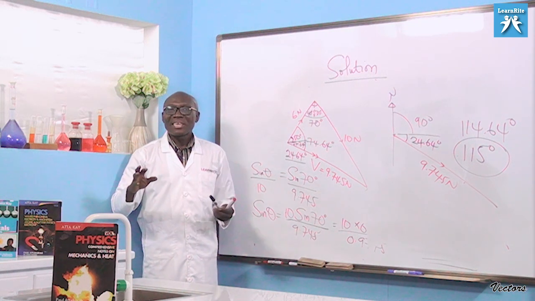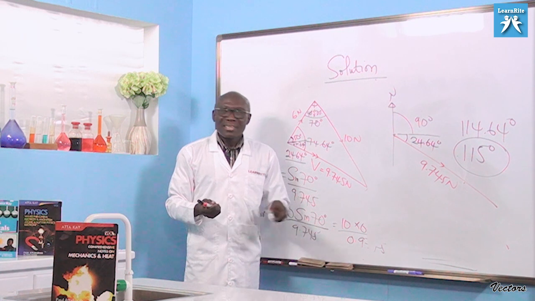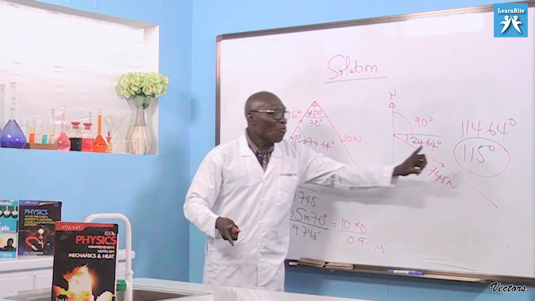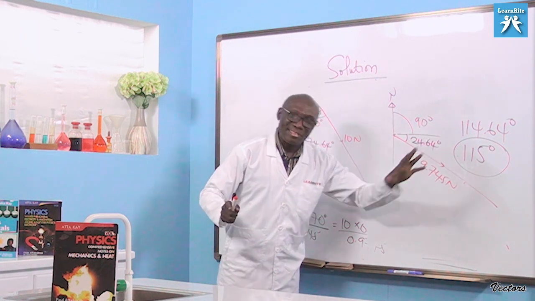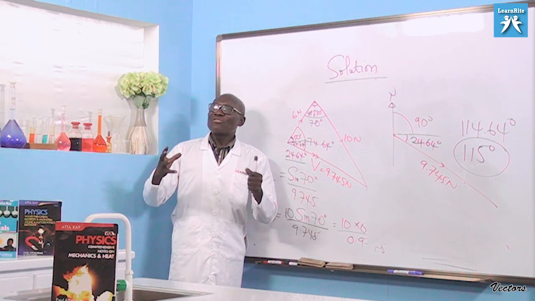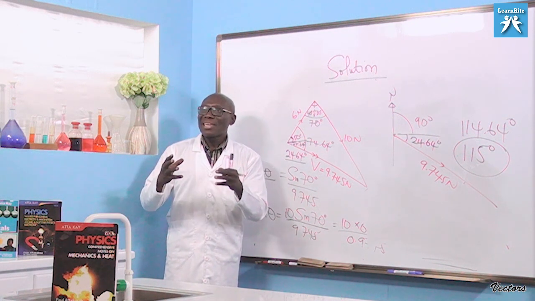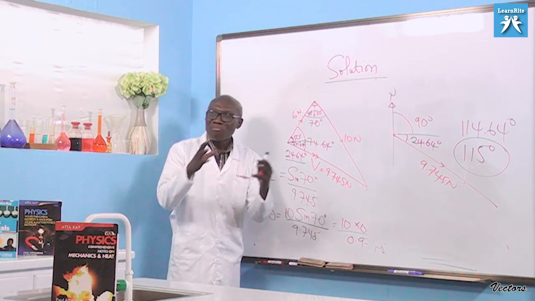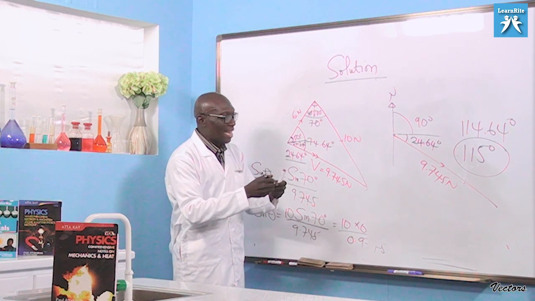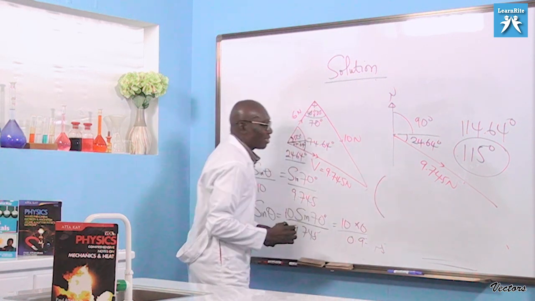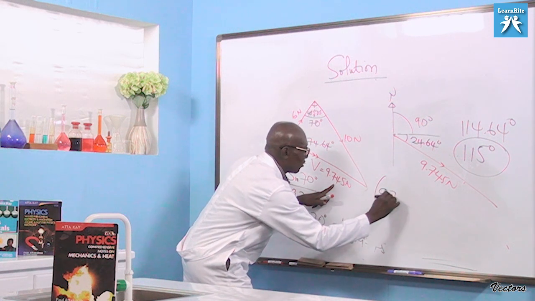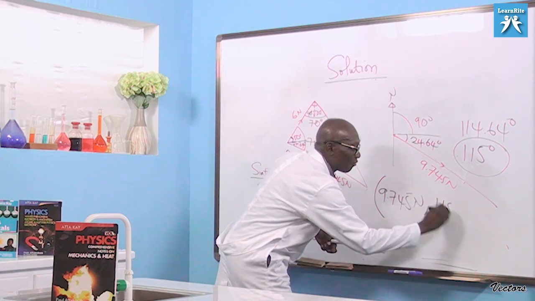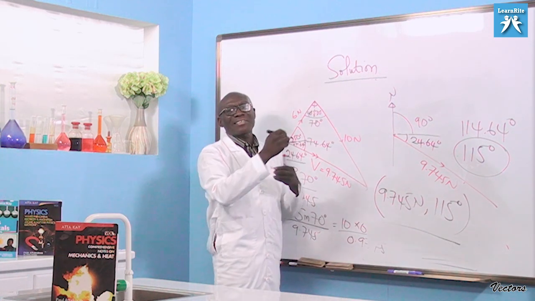So eventually you say that the resultant vector has direction expressed in bearing 115 degrees. Now, if you want to write the resultant vector in magnitude and direction, then this is how it's going to look. Students, we put it in brackets. We got the magnitude to be 9.745 newtons, comma, and we have the direction to be 115 degrees. That is it.